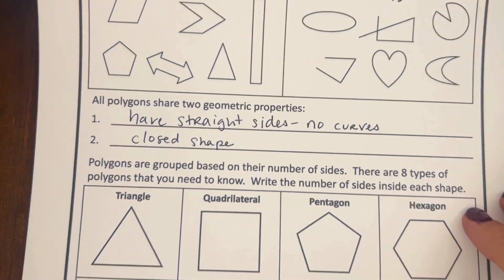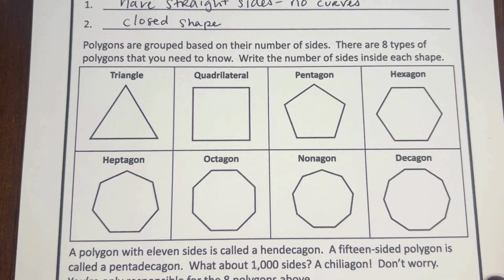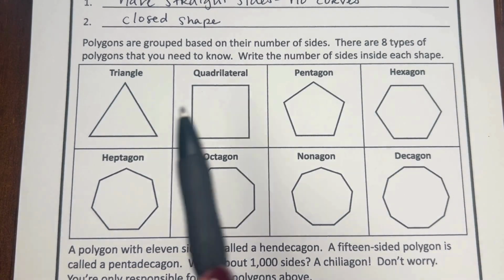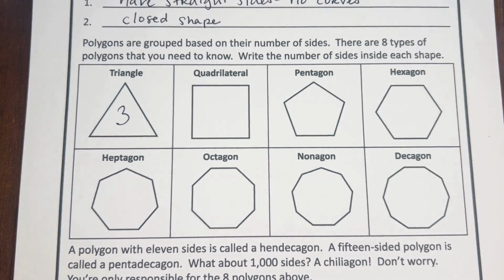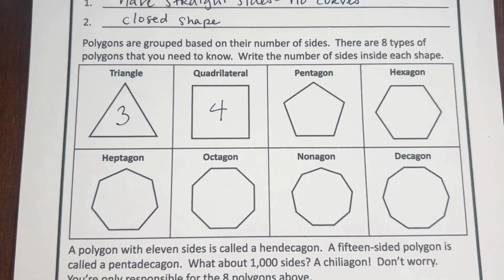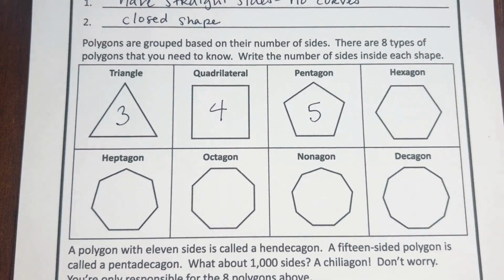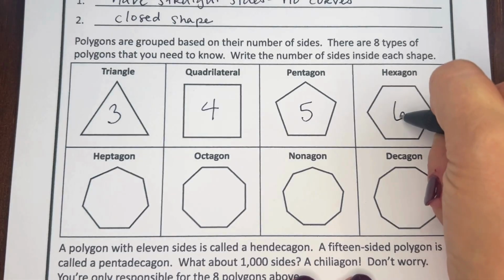We are going to learn 8 different types of polygons today. The polygons are classified by the number of sides they have. So a triangle has 3 sides. A quadrilateral is any shape with 4 sides. A pentagon has 5 sides, and a shape with 6 sides is known as a hexagon.